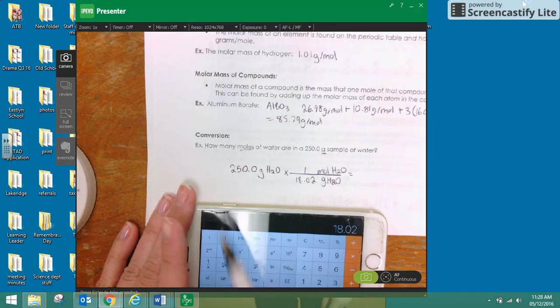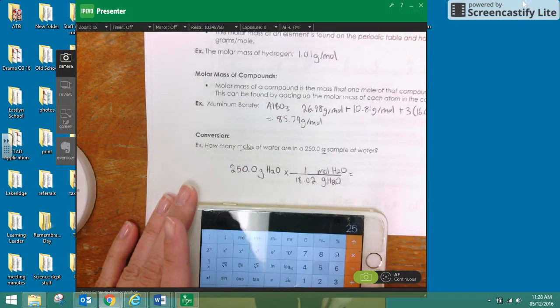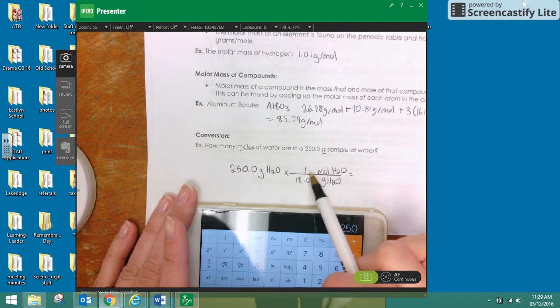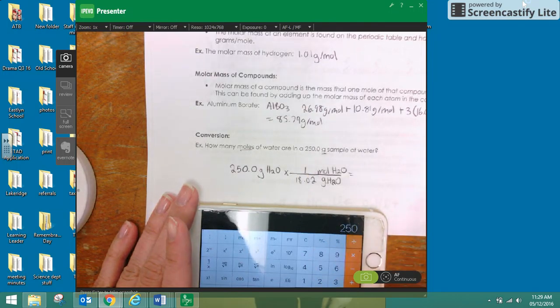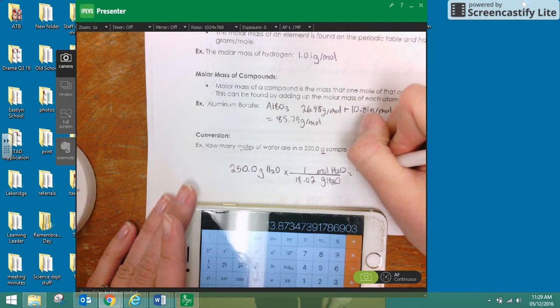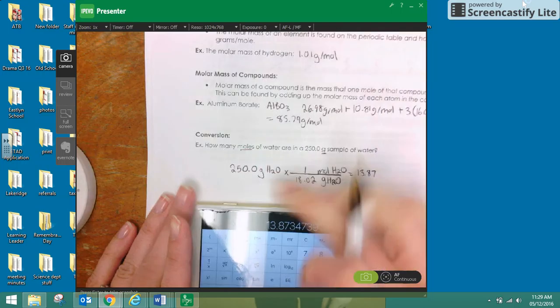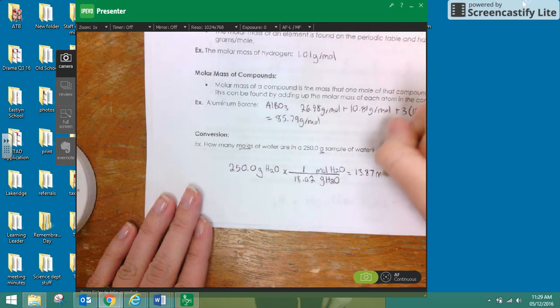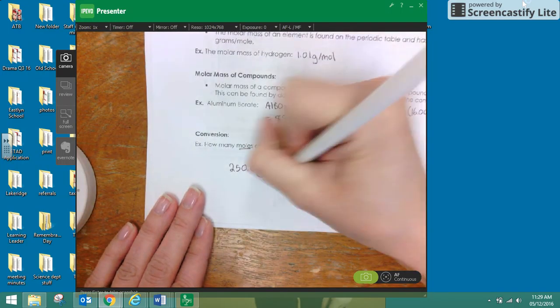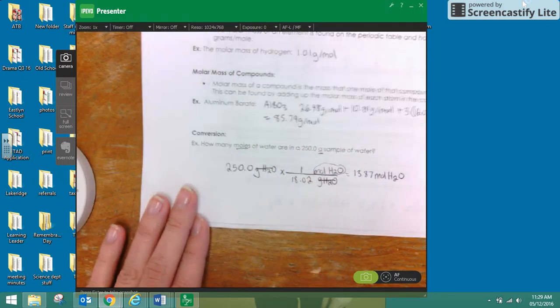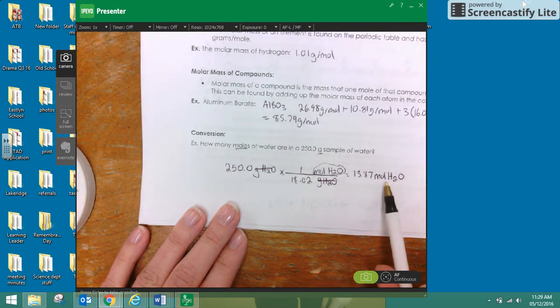And then to do this on our calculator, we just go 250.0, times by 1. Again, you don't have to multiply by 1. And then divide by 18.02, which is 13.87. We want 4 sig figs, so 13.87 moles of H2O. So it's moles because our grams cancels and we're left with moles of H2O. So there are 13.87 moles of H2O in approximately 1 cup of water.